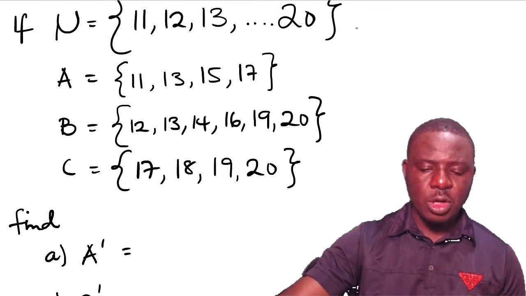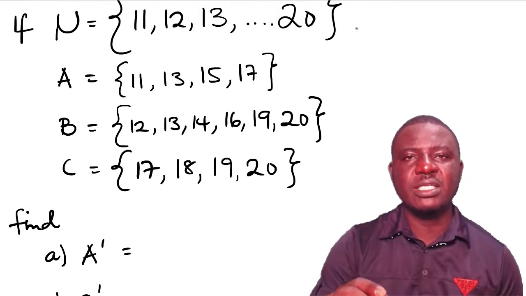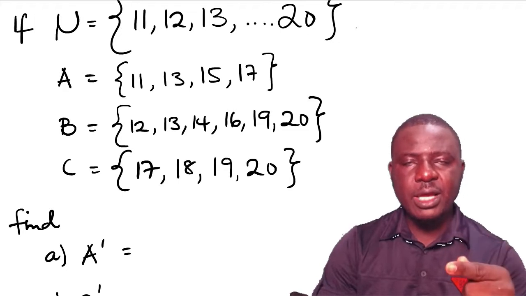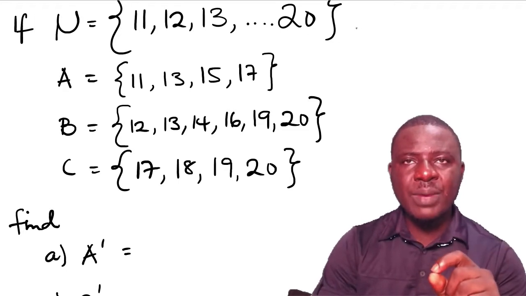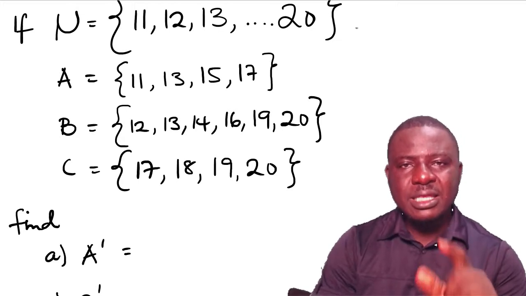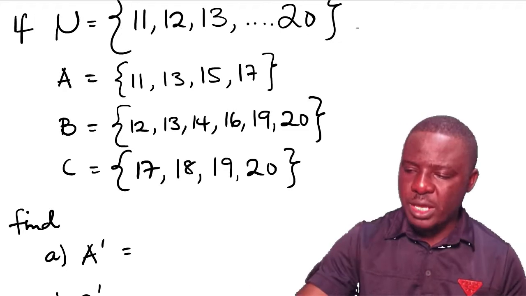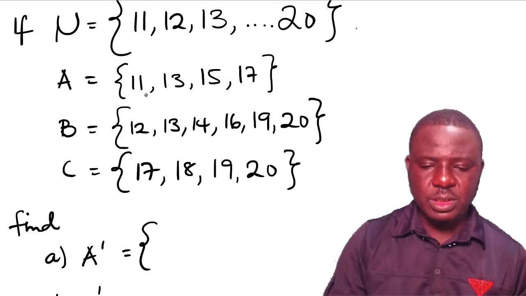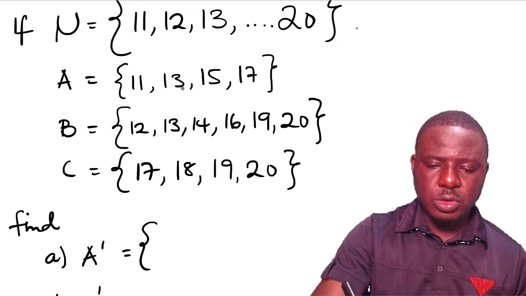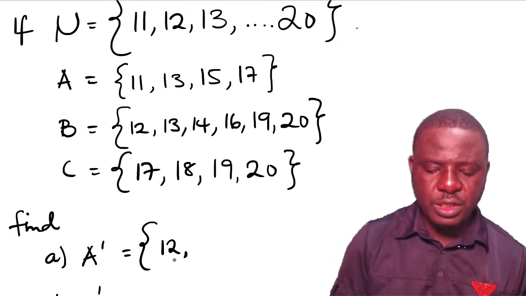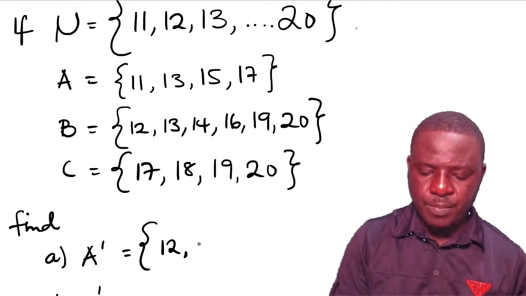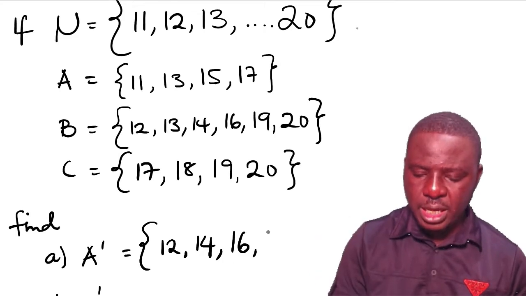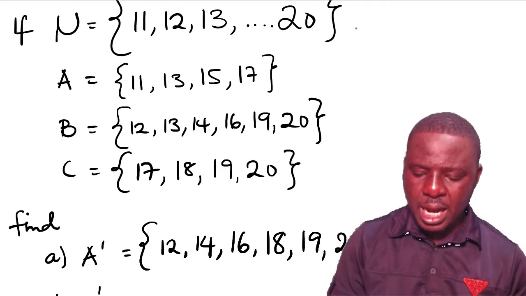A complement means those elements you can find in the universal set but are not found in set A. So, all you need to do is to compare set A with that of the universal set and pick out those elements that are in the universal set but are not in set A. These sets of elements are said to be the complement of A. So, A complement gives us: 11 is a member of set A, 12 is not a member, so 12 is in the complement of A, 13 is in A, we have 14, 15 is in A, so I have 16, 17 is in A, so we have 18, 19, and 20.